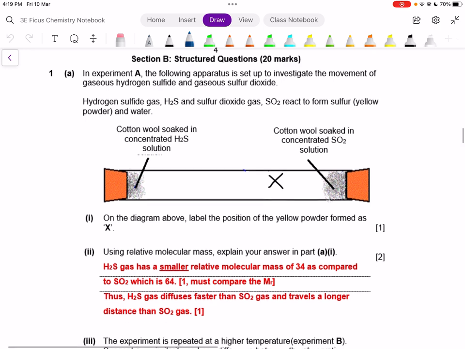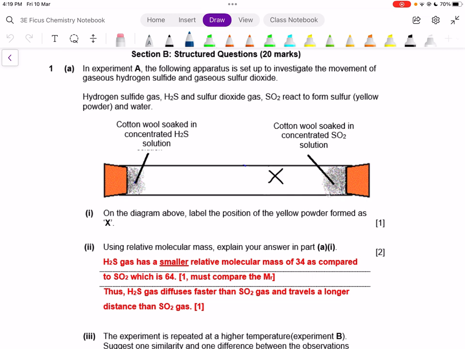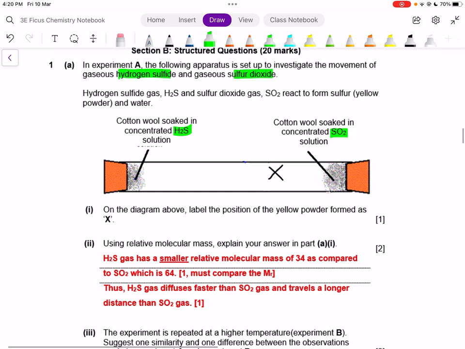So for the first one is a question on diffusion. In experiment A, the following apparatus is set up to investigate movement of hydrogen sulfide, H2S, and then sulfur dioxide, SO2. You are required to label the position for the first one. So the X is over here, closer to SO2. The reason is very related to the second part.